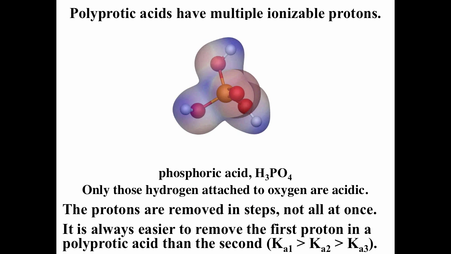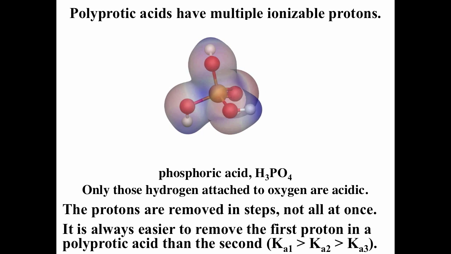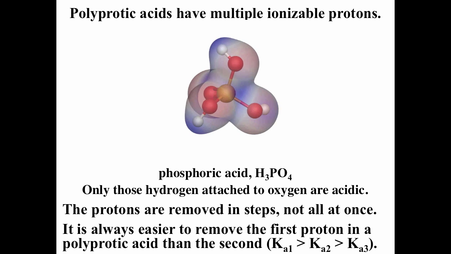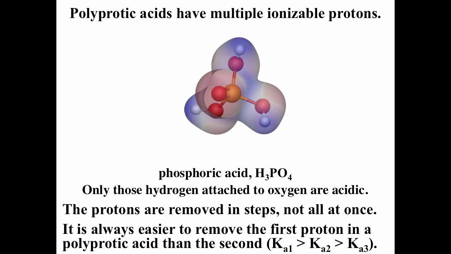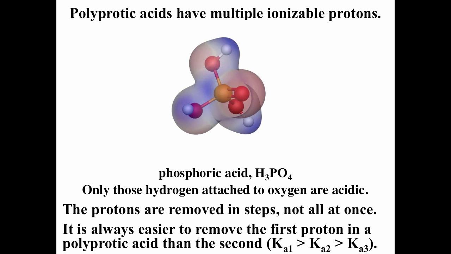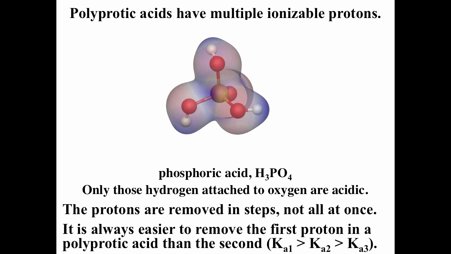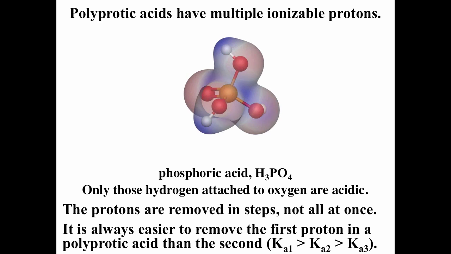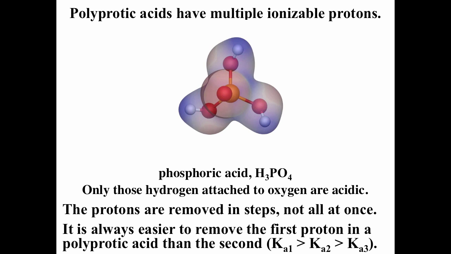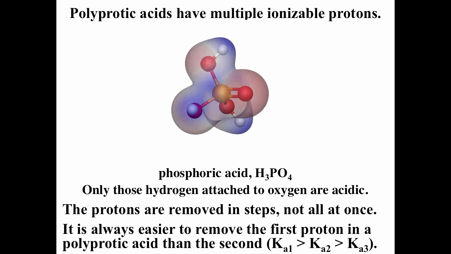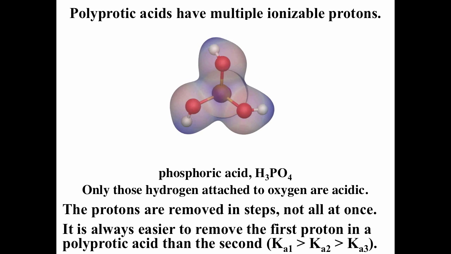Now, some acids have multiple protons. They're called polyprotic acids. The strength of an acid does not depend on how many ionizable protons it has. In this video we have phosphoric acid. It has 3 acidic protons, 3 protons that it can lose, but they're not lost easily, so phosphoric acid is actually a weak acid. Whenever you have an acid with multiple acidic protons, Ka1 is always greater than Ka2, which is always greater than Ka3. So it's always easiest to remove the first proton, then the second proton, etc.